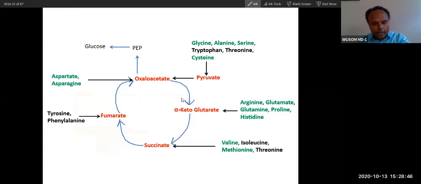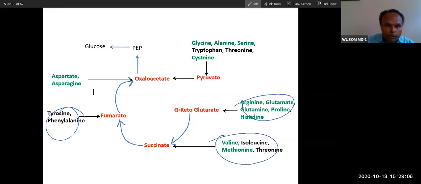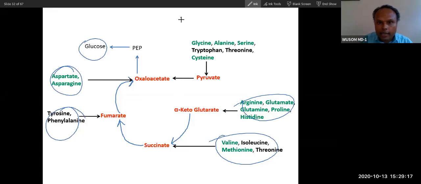You can see this is the Kreb cycle. You can see it is going continuously, but during fasting condition, what will happen? This is the pathway, and it is a broken cycle. These amino acids will join as succinate. These amino acids will join as fumarate. These amino acids will join as oxaloacetate, and oxaloacetate will form glucose. So this is the gluconeogenetic pathway. We will talk in detail in MD2.